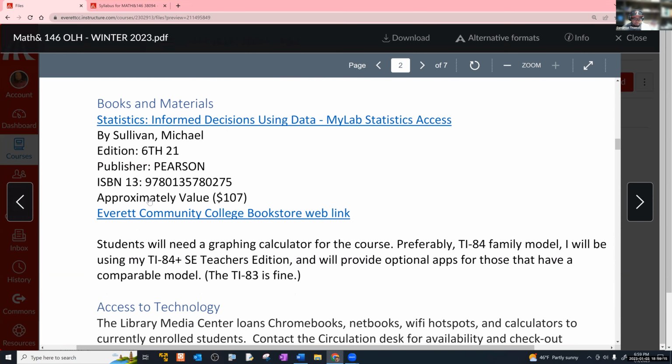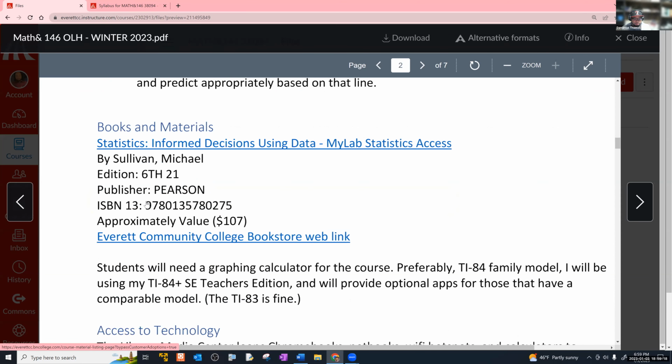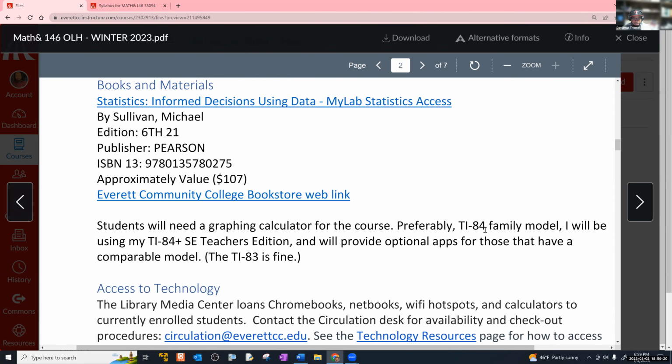Some other things that are part of the materials: I suggest using the TI-84. It looks like this. I have a yellow one, but usually they're gray. But this is what it would look like. This is a TI-84. This guy will get you through the course pretty good.